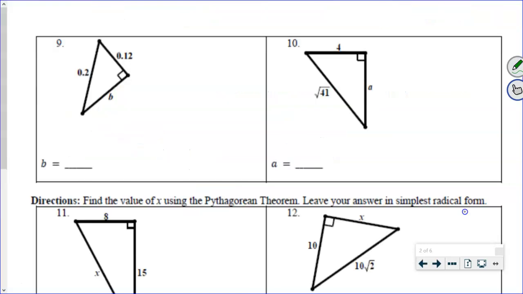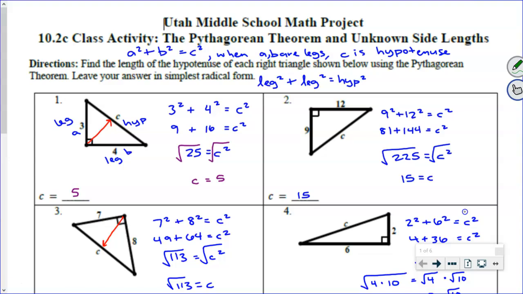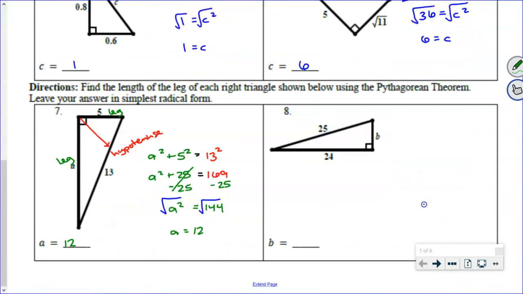Okay, you guys get to practice that with 8, 9, and 10 with your groups. We're going to go just 2 minutes and then we're going to start going over them. 2 minutes, ready, set, go.